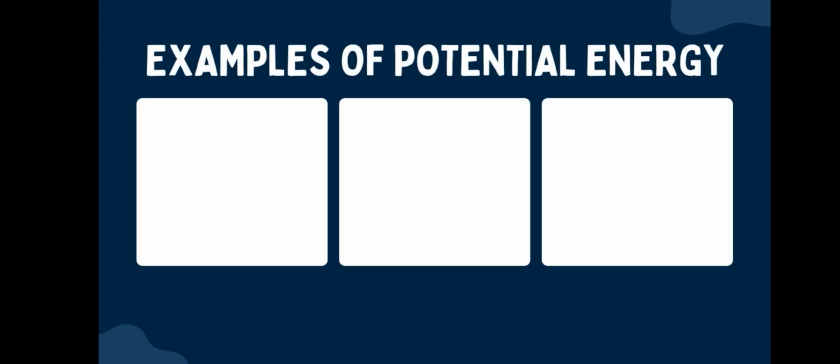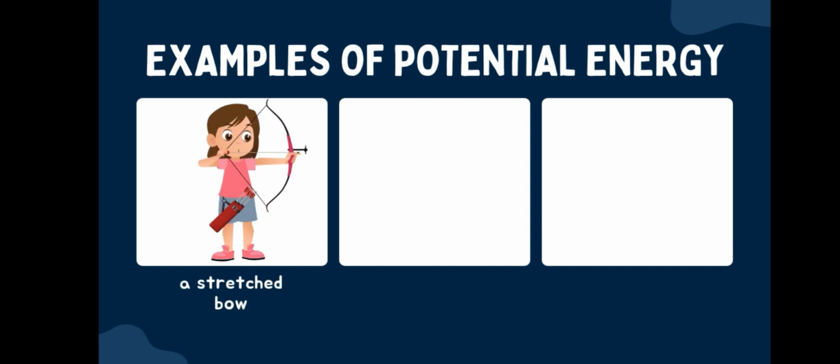Examples of real-life activities or situations that represent potential energy. A stretched bow embodies potential energy due to its stored tension. As the bowstring is drawn back, energy accumulates in the elastic material, awaiting release. This poised state, with the arrow ready to launch, exemplifies potential energy.